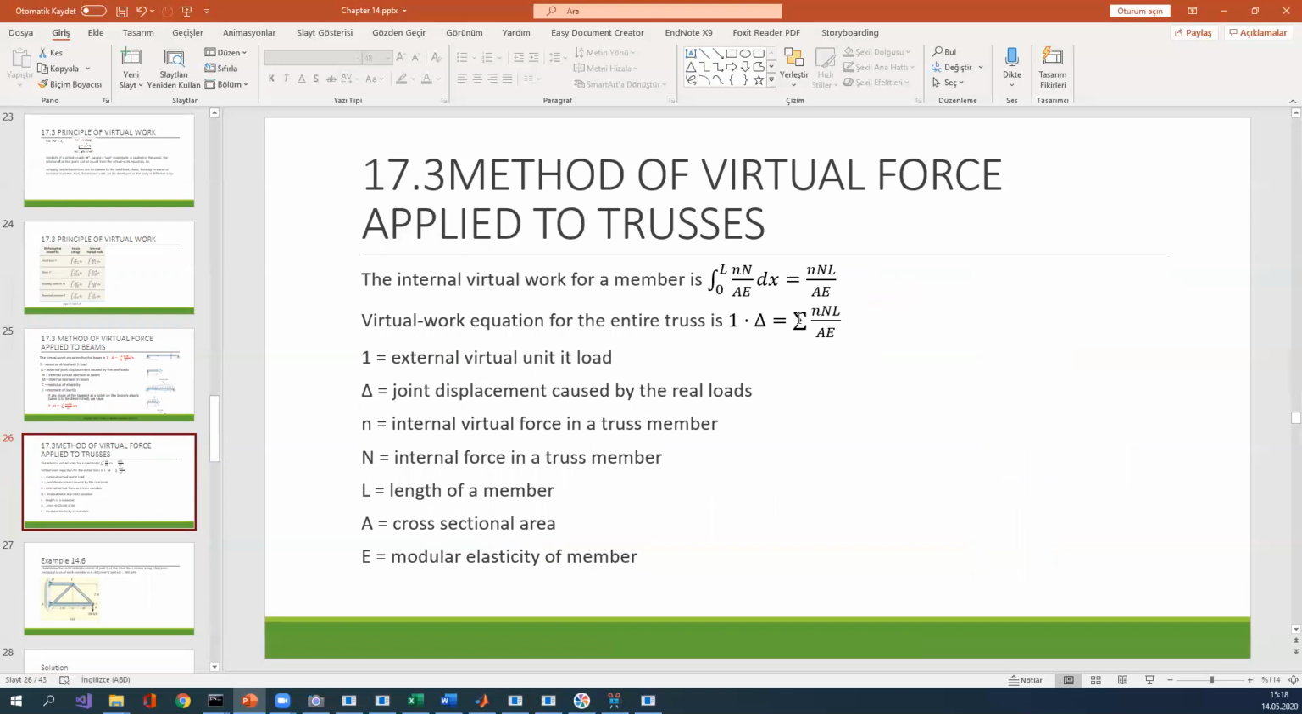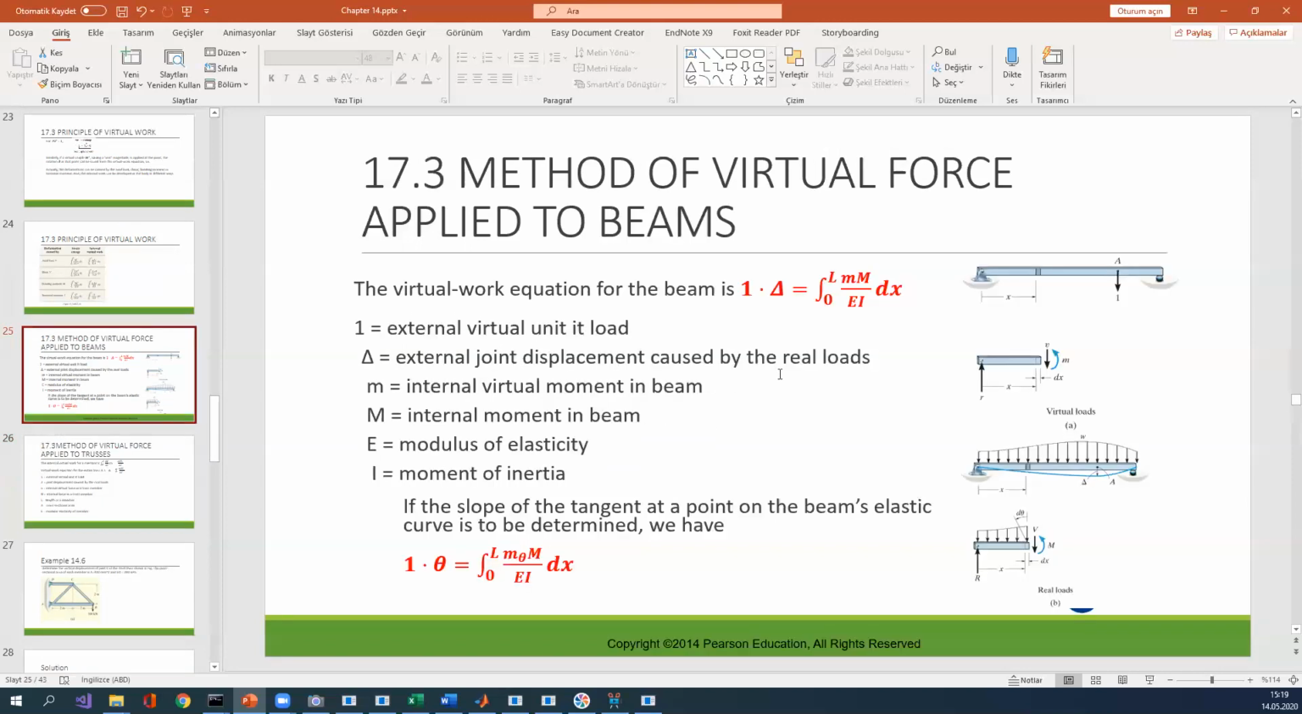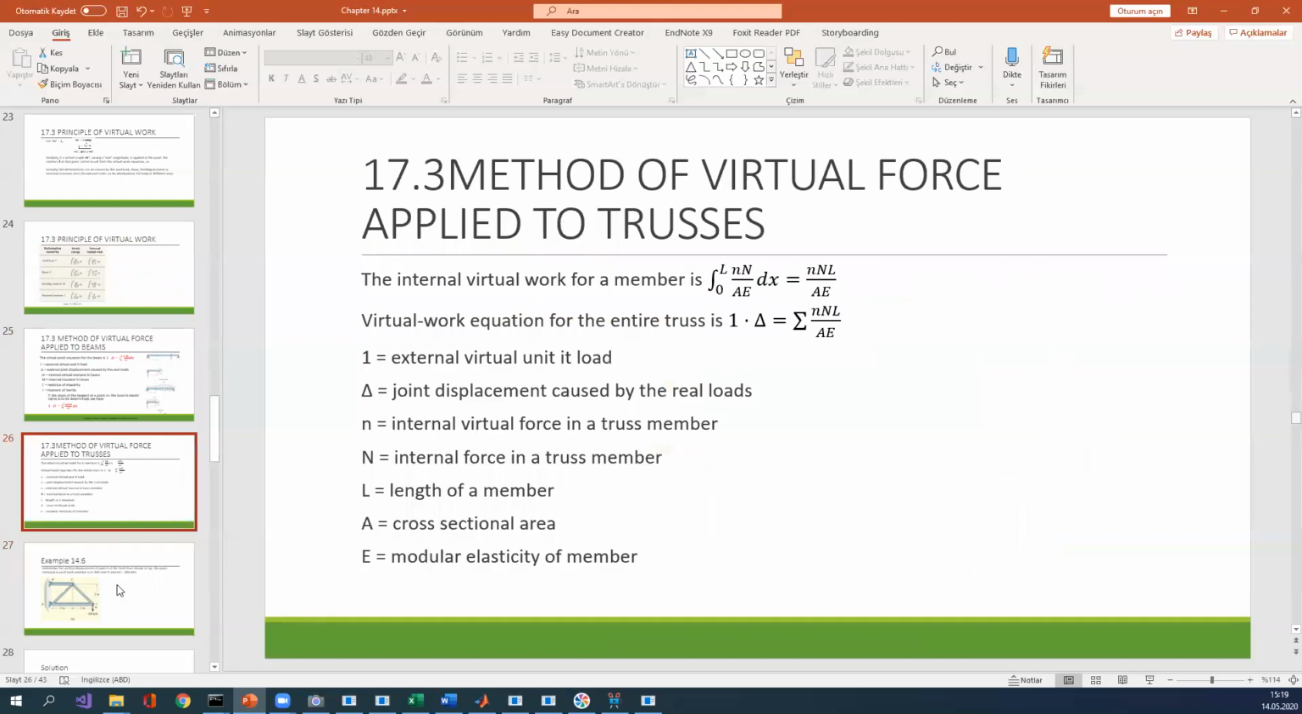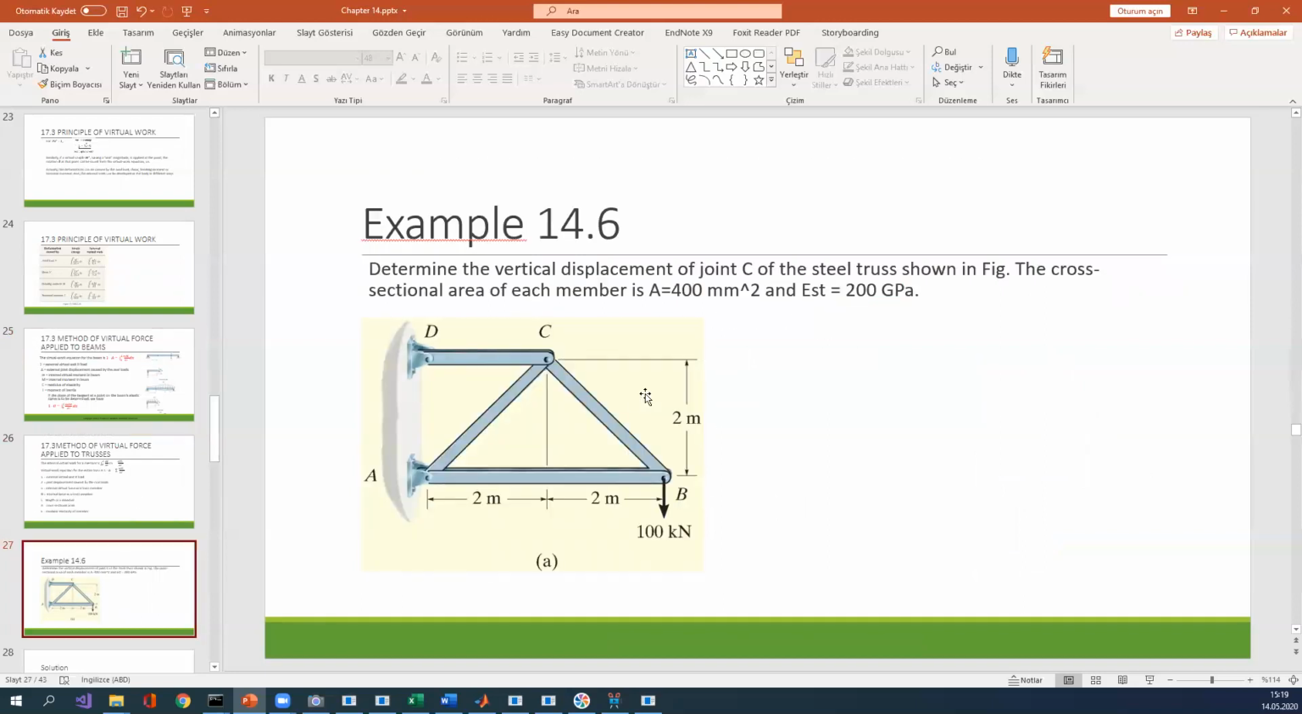I said we also have different types of structures. For trusses we will use a summation, similar to the energy conservation method. On a beam we have one element, therefore we will use integration, and we obtain the solution. Okay, the best way to understand the virtual work method is using an example. How many members do we have? 1, 2, 3, 4. Four bar members. In each member, the cross-sectional area is given as 400 square millimeters. Also, the modulus of elasticity is given, 200 gigapascal.